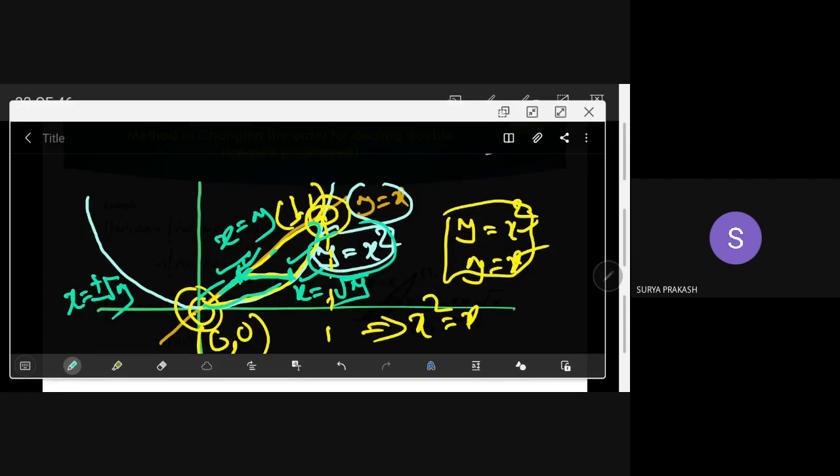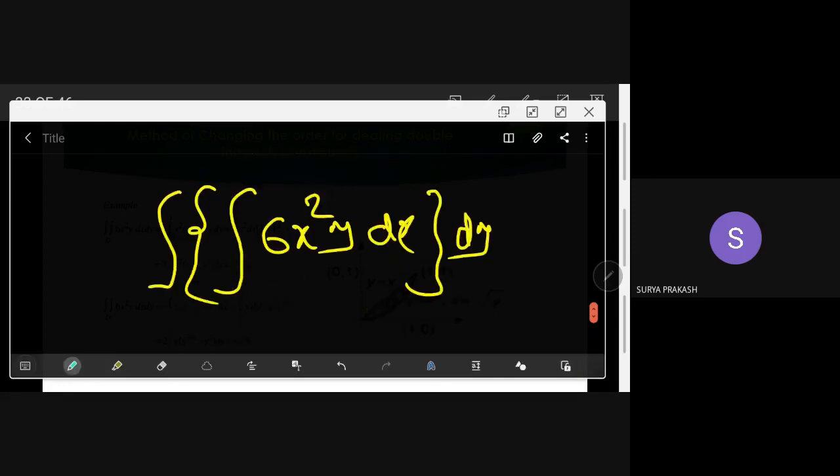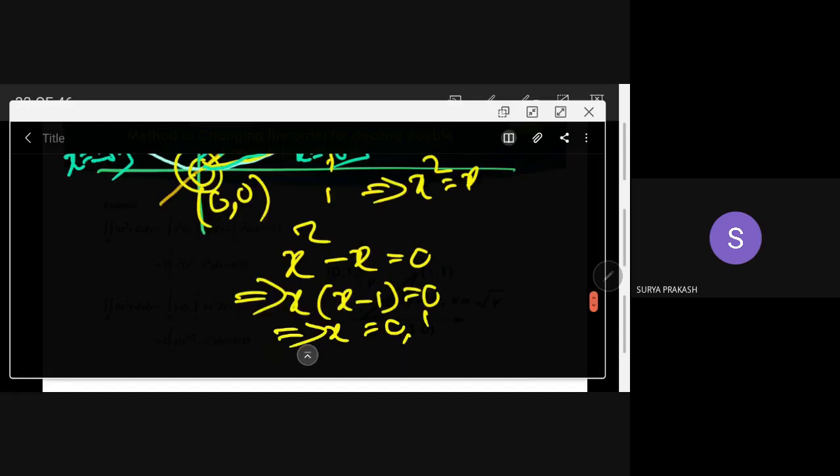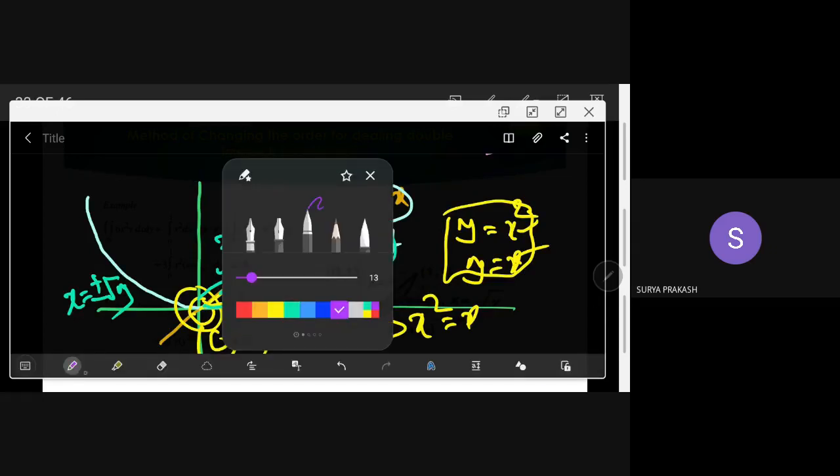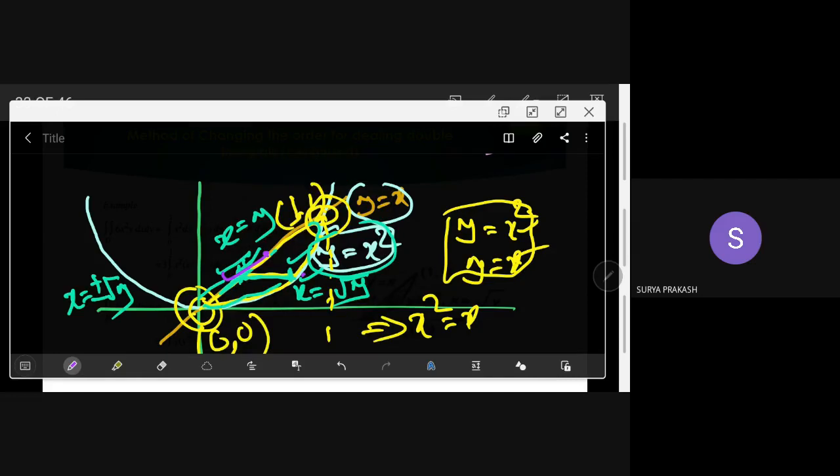So on the left side x is equal to y. See, I already told you, when you are measuring along x-axis, left to right, on the left side the x value is y, and on the right side the x value is root y. We don't take minus root y because the region is in the first quadrant. That is the reason.